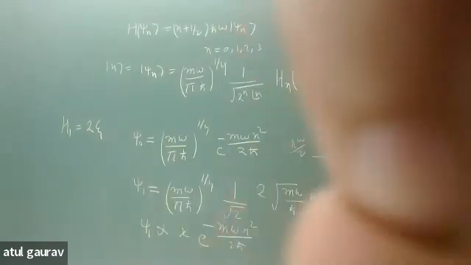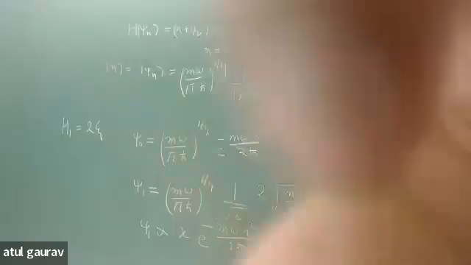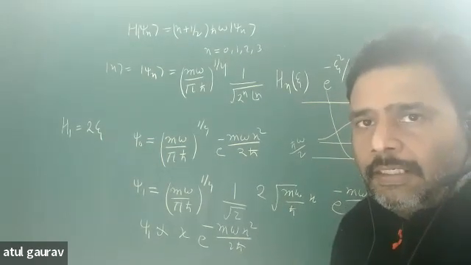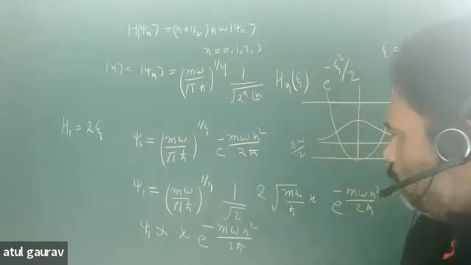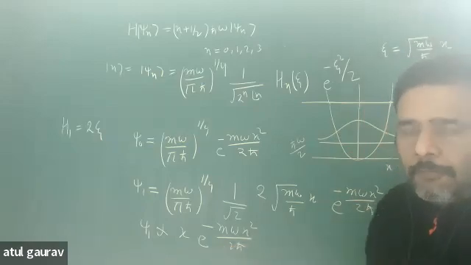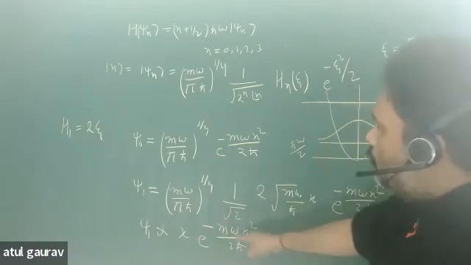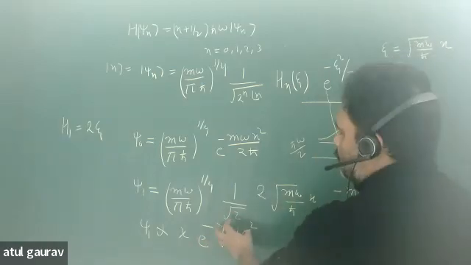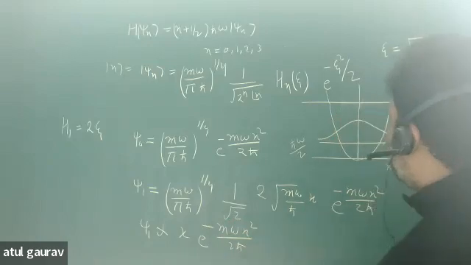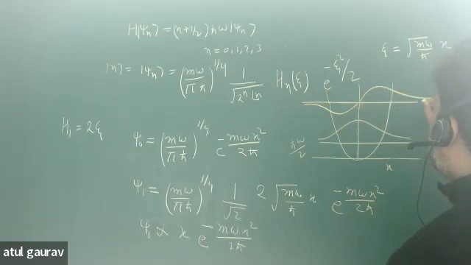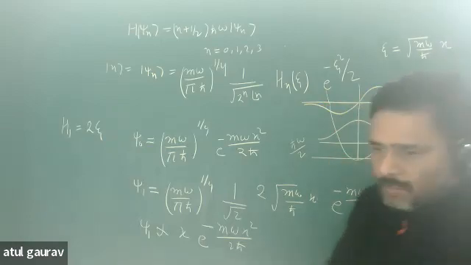Is everybody comfortable? Is this value okay? So this is x into Gaussian. Gaussian means exponential of minus m omega x square upon 2 h cut. So you have this sort of function. That is nothing but x into Gaussian. Just a minute.